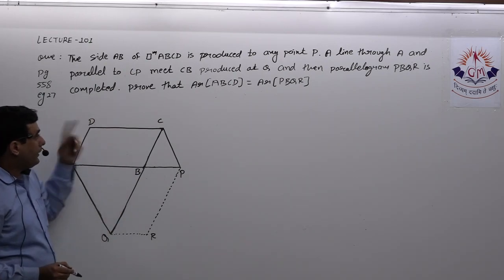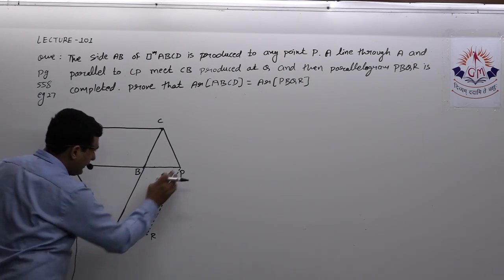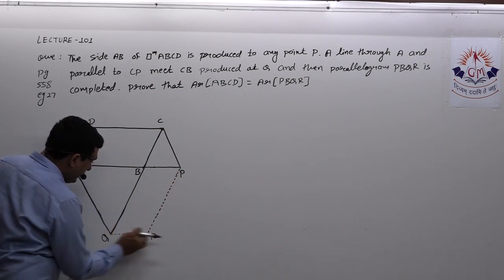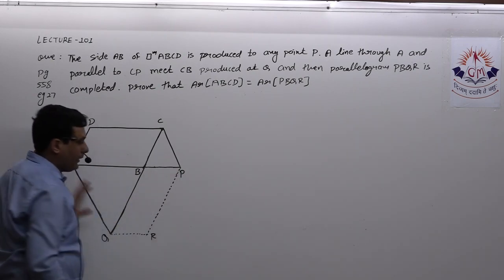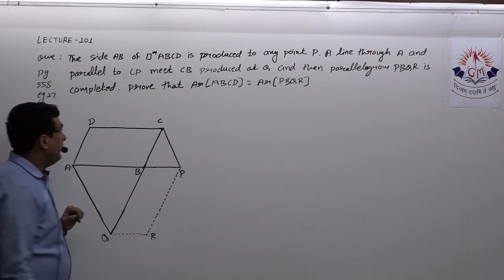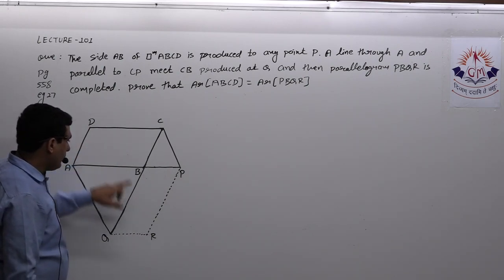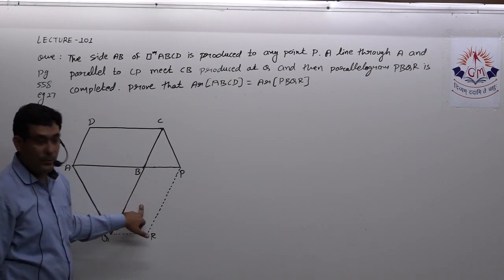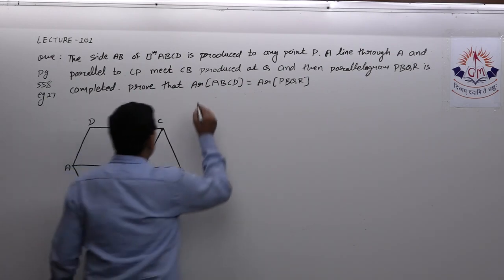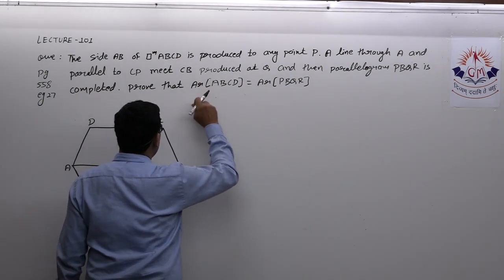Okay, then parallelogram PBQR is completed. That means these two sides were not there. We have to draw this to make the parallelogram PBQR. Now we have to prove that area of quadrilateral ABCD is equal to area of quadrilateral PBQR. So let us see how to prove this.